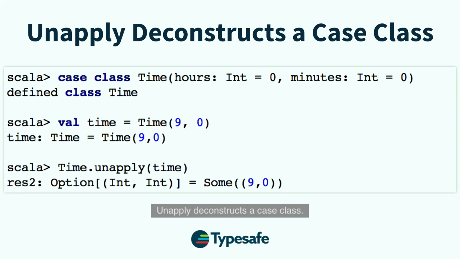Unapply deconstructs a case class. If I have a case class Time, as we've seen before, and I create an instance of that Time, I can then call from the companion object Time the unapply method, passing in the instance of Time I want to deconstruct. And from that, I get a representation of the values that are inside of the Time. In this case, the hours and the minutes.